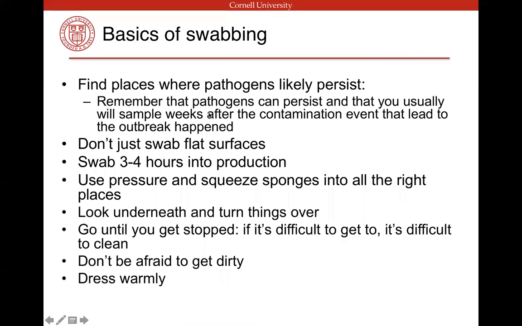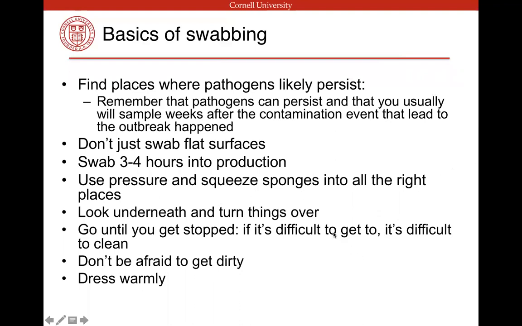So, basics of swabbing: you want to find places where pathogens are likely to persist. You don't want to swab flat surfaces. You want to swab 3 to 4 hours into production if possible, after the equipment has been running and shaking and things like that. Use pressure and squeeze the sponges into the right places. Make sure you look underneath things and turn things over. It's amazing how often I'll walk into a facility and there'll be a table that looks shiny and clean, and then you look underneath and it's just disgusting, as if it's never been cleaned before.